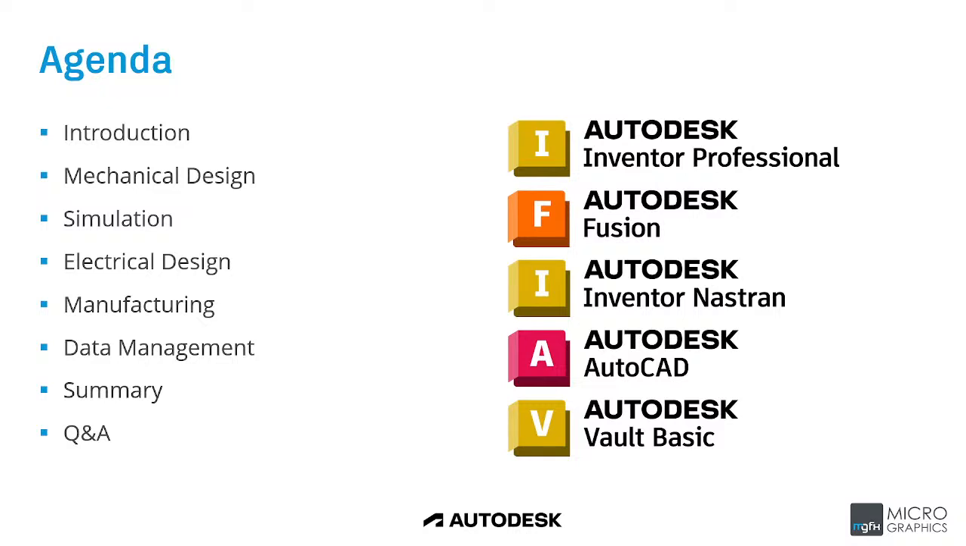Within each of these sections, let's say mechanical design, we would be looking at the various products within the collection that can be used to achieve that design phase. So for instance, for mechanical design, we'd look at Inventor and Fusion. For simulation, we can look at using Nastran. So we'll have different products from within the collection connected to each of these sections of the design process. We'll start off with an introduction.